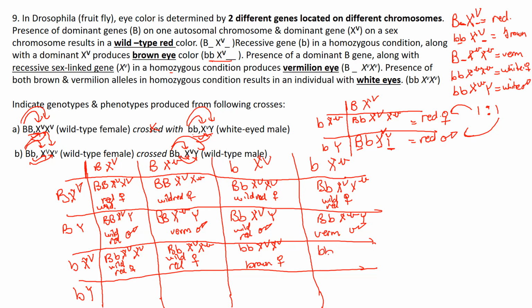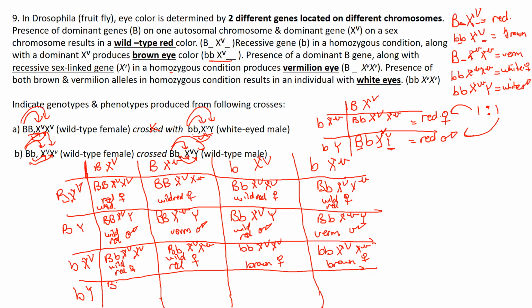Okay, little b, X with a capital V, and we already said it didn't matter what the other allele is. In this case it was a little v, but as long as there's a capital V on that X, that's going to be another brown female. So, tough question, eh? Very time consuming. I'm sure you've called me a few names since we've been doing this question.